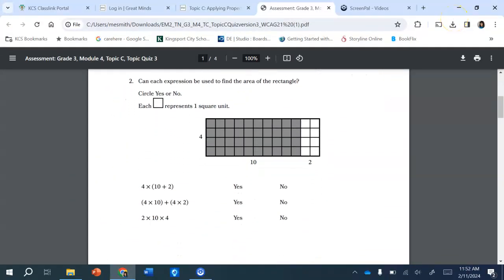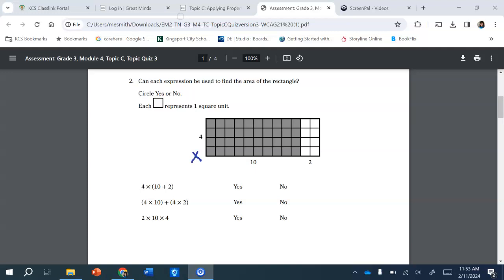Question number 2. Can each expression be used to find the area of the rectangle? We have to circle yes or no. Here is our rectangle, and each of those tiles or squares represents 1 square unit. We're going to talk about what they are doing by shading in part of this. This has been the big idea for this particular topic. So when I have a rectangle, I'm going to multiply the side by the other side.